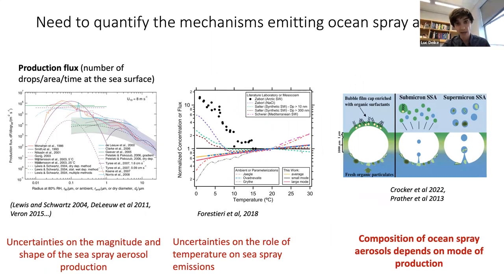Okay, and then the third topic, which is really sort of today's motivation and topic, is the composition of the aerosols, right? As we will hear more in the second talk, the ocean layer can be full of organics. And so depending on the processes that are going to eject aerosols, depending if the aerosols are coming from the cap that's between the bubble and the air, or if the aerosols are coming from the jet, their composition can be quite different. And the enrichment, so how many more organics you have, how many more particles you have in the drop compared to the concentration that was in the microlayer, is going to depend on the mechanism.